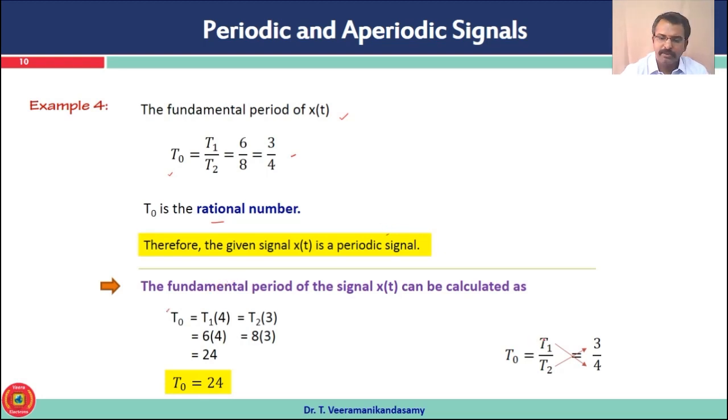T1 by T2 is equal to 3 by 4. Do cross multiplication and you will get T1 into 4 equal to T2 into 3. Then substitute the T1 value as already calculated, that is 6 into 4, and the T2 value is 8 into 3. You will get 24. So the fundamental period of the given signal x of t is 24.